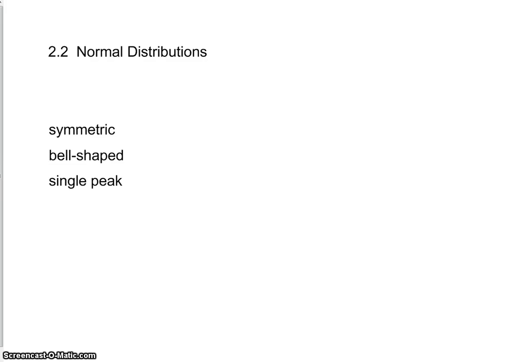All right, section 2 of chapter 2, we're going to get into a special type of distribution known as a normal distribution. Three things have to happen for me to get a normal distribution: number one, we have to have symmetry, we want it bell-shaped, and we want a single peak. A lot of times people will mention normal distribution, they'll talk about that bell-shaped curve, and it's going to look something like this.